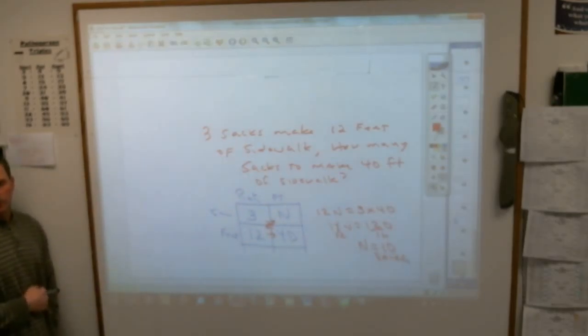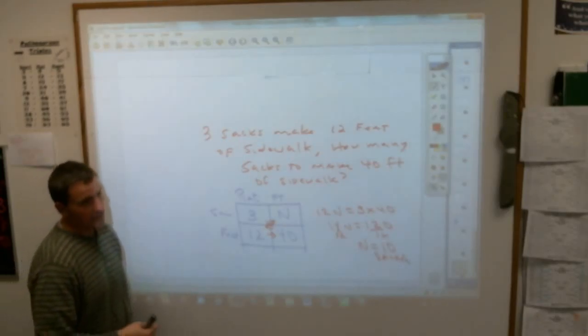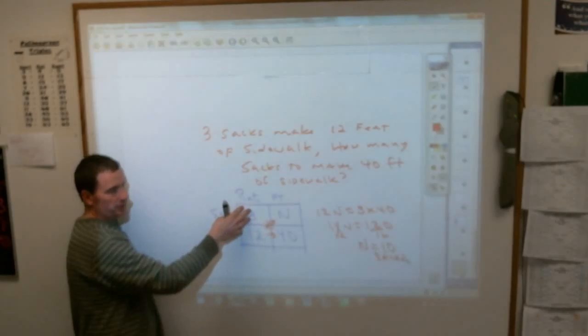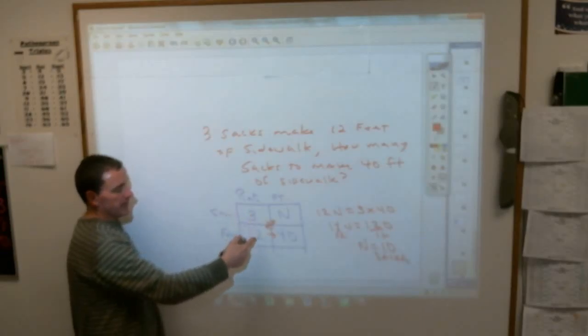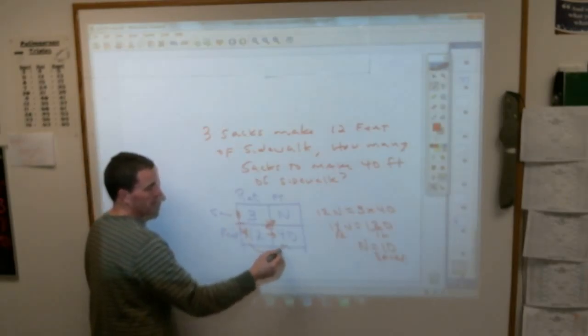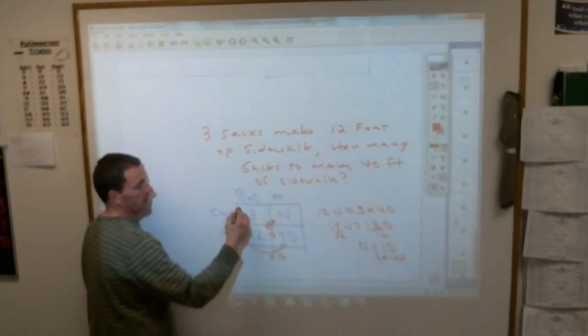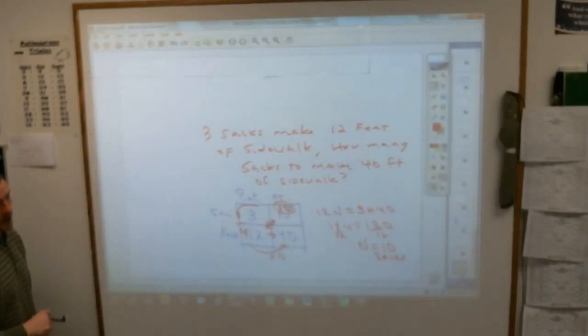Would there have been an easier way to do this? Keith. Reduce the ratio. Another thing you could look at, and again, you don't have to do this, but it does make it easier. If this ratio can be reduced, sometimes it's easier to do that. 3 goes into both of them. If 3 sacks of concrete make 12 feet, then 1 sack of concrete is going to make 4 feet. And you could use this ratio in your box. 4 times what number is 40? 10. 1 times 10 is 10. So math always has a couple of different avenues.